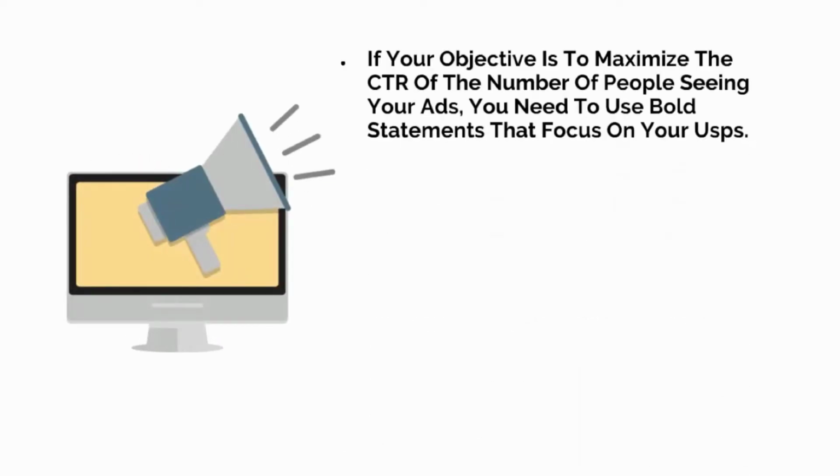If your objective is to maximize the CTR, the number of people seeing your ads, then you need to use bold statements that focus on your USPs. USPs, of course, are unique selling points, and these are the things that you're offering through your product. Is your line of t-shirts the best possible quality for the price? Then that's what you want to say. Does your app make it much easier to organize notes? Then focus on that.